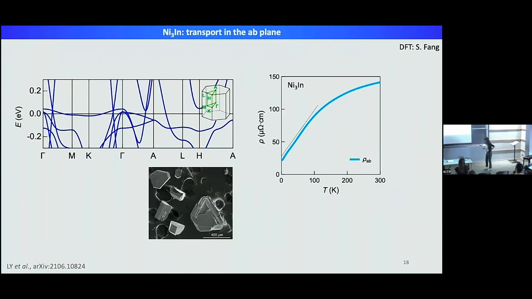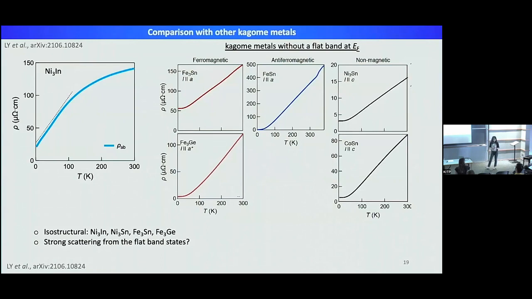Right. And we can make a really simple comparison of the resistivity curve here with the resistivity curves of the other compounds in the same structural family. And so on the right are the resistivity curves of some of the other kagome metals we have grown in our lab, and some of those materials, iron 3 tin, iron 3 germanium, and nickel 3 tin, have the same crystal structure as nickel 3 indium, but the difference here is that everything on the right doesn't have a flat band at the Fermi level.